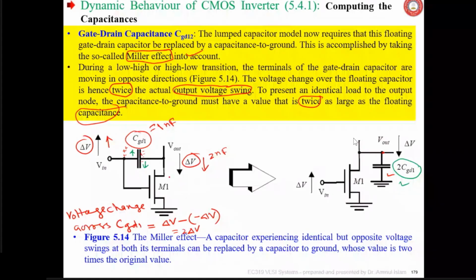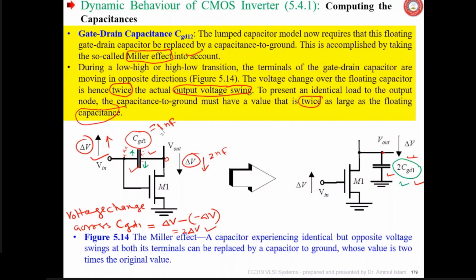So the voltage due to the charge across CGD1 is delta V. So delta V you are changing at the input, then in the opposite direction delta V will be there. So basically delta V minus delta V, 2 delta V will be there. So once you replace this floating capacitance with a grounded capacitance, then you have to write double of that value, 2 into CGD1. Understood?